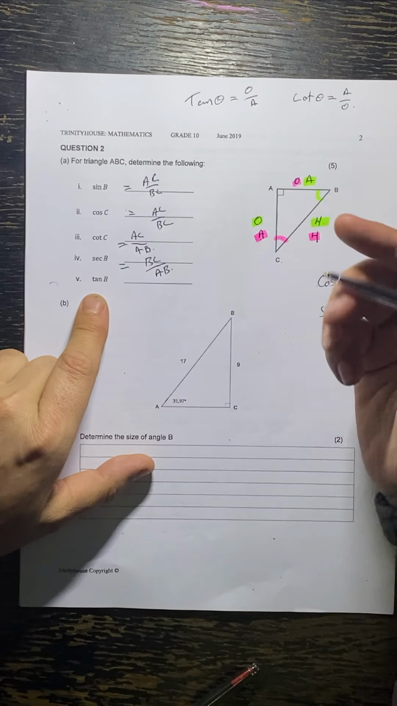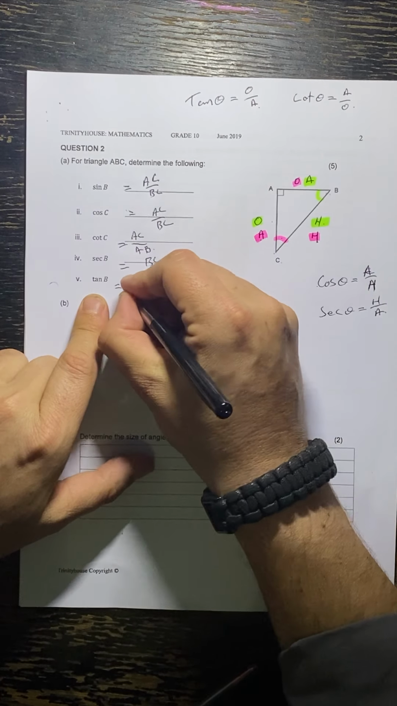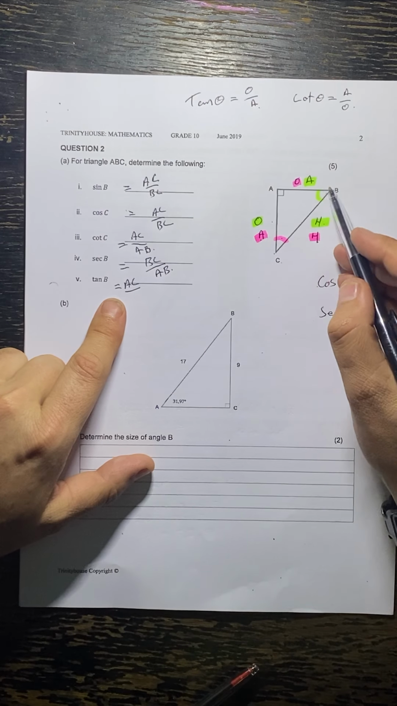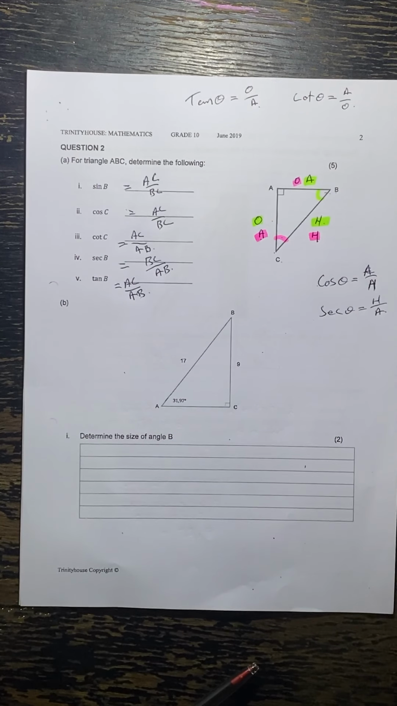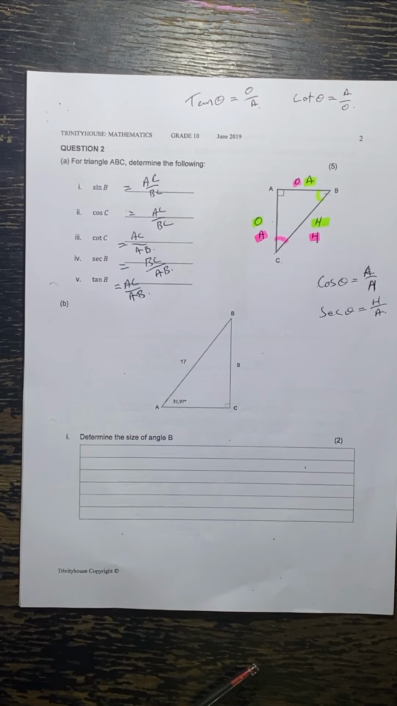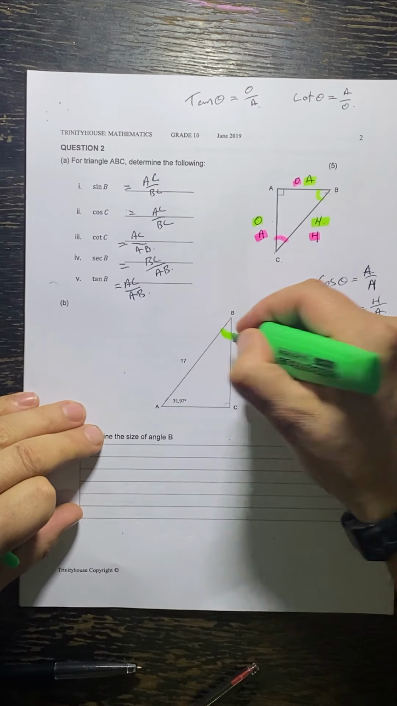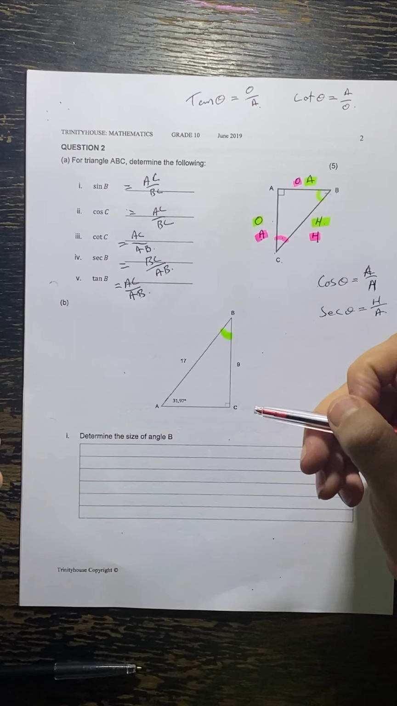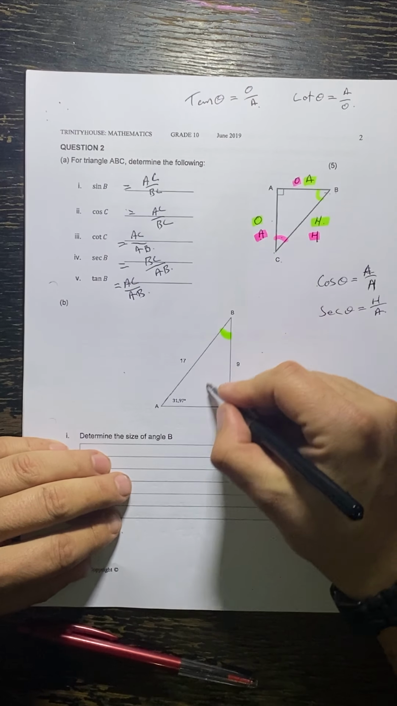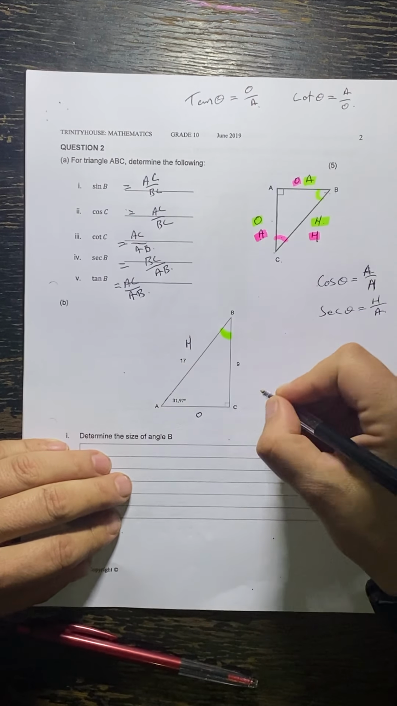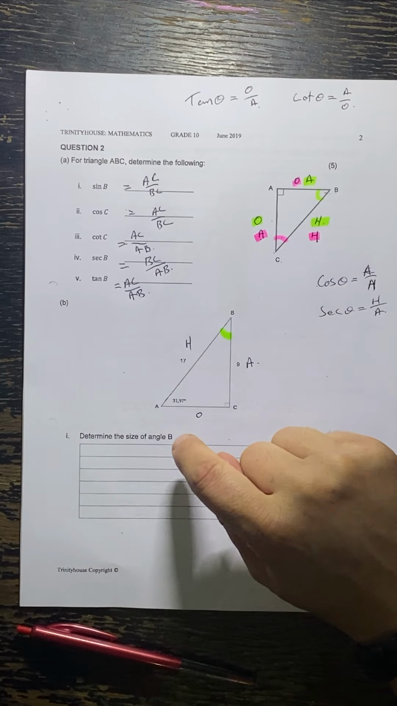Then tan B. Remember tan is O over A. So O is AC over AB. And there it is, great. Right, so if we look at the next one: determine the size of angle B, which is this over here. I'm going to figure out what our O, H and A are, so this would be the opposite, hypotenuse, and adjacent. Okay, so we want to figure out what size B is.